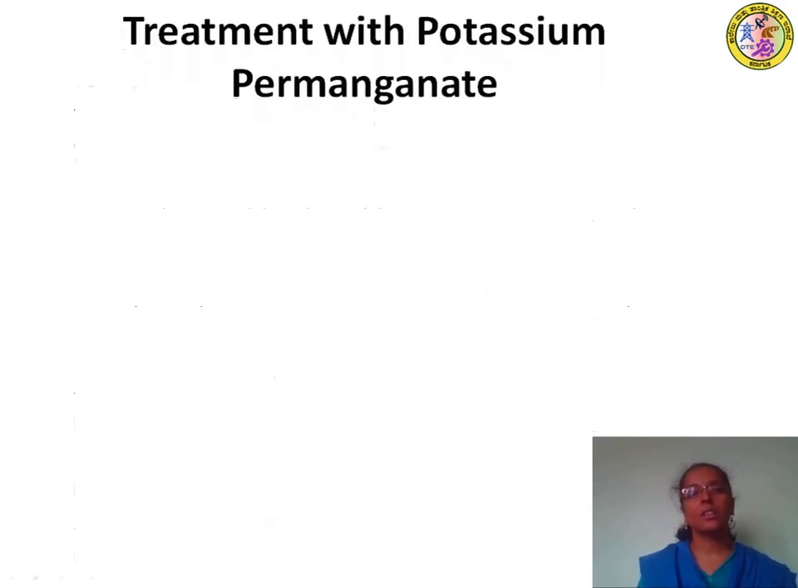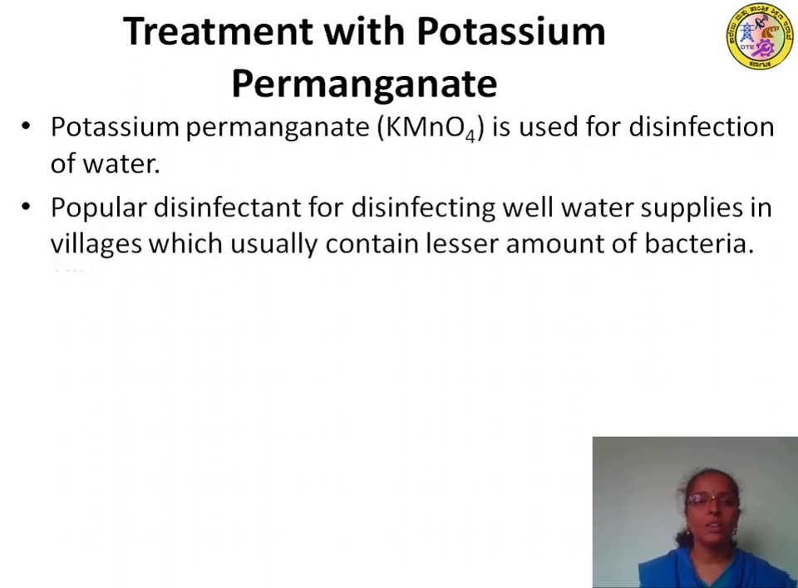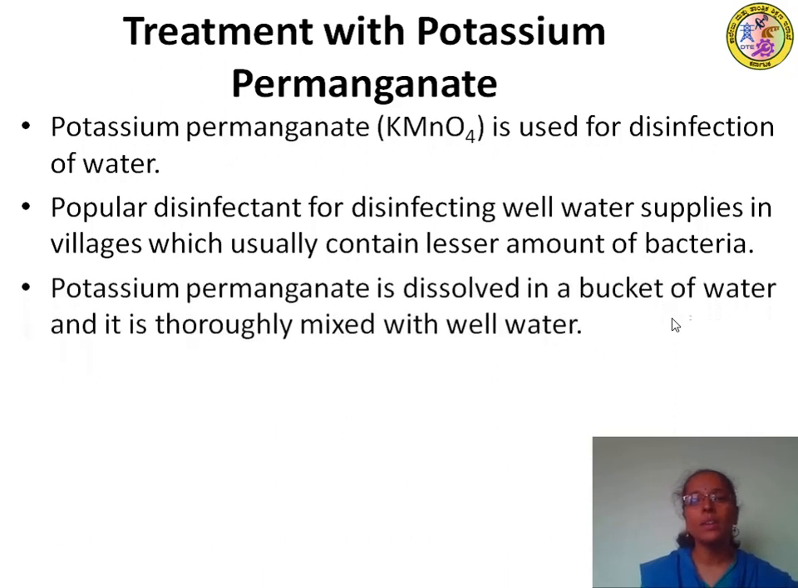Next is the method of treatment with potassium permanganate. Potassium permanganate is used as the disinfectant in this method. It is a popular disinfectant process in rural areas to disinfect well water supplies. That means when the water source is a well, potassium permanganate is a popular disinfectant, wherein the amount of bacteria is lesser as compared to open sources.